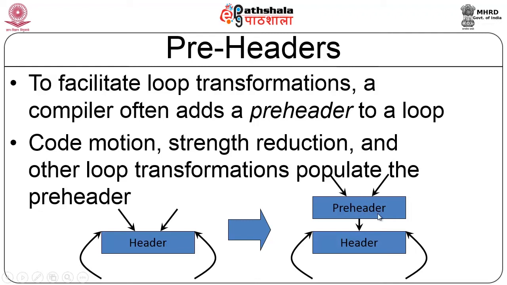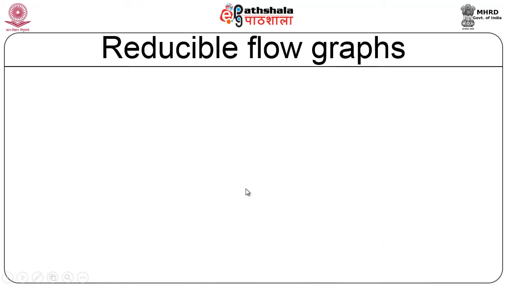So basically you add a pre-header in order to support the loop optimization that is required, either code motion, which I just said, or strength reduction, where you replace complex computation with cheaper ones, or other possible loop transformations.